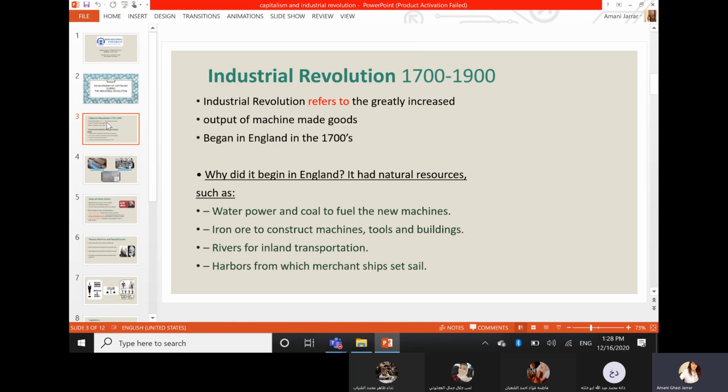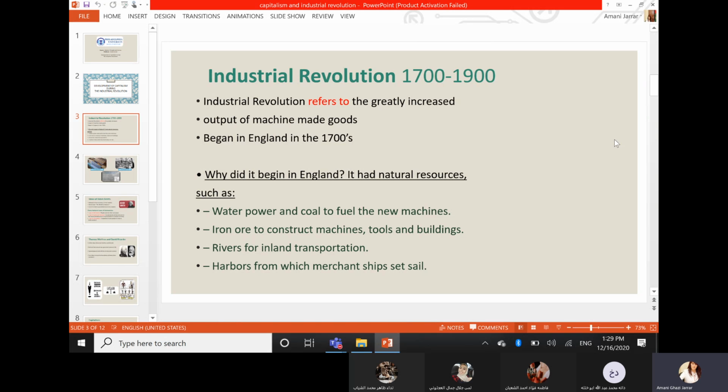Now, how did that happen? To discuss this, we'll talk about this revolution in this era. You can see here the years where the Industrial Revolution happened, and here we refer to certain ideas or developments that were raised in that time. One of them is the rise of the machines that made many goods, and that began in England at 1700.